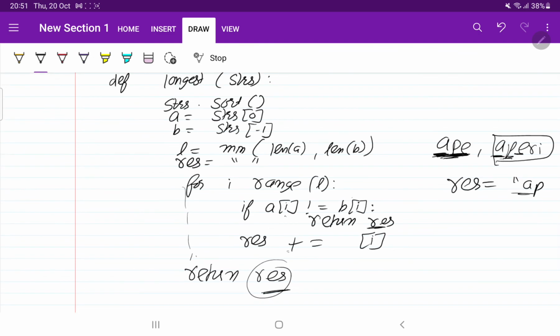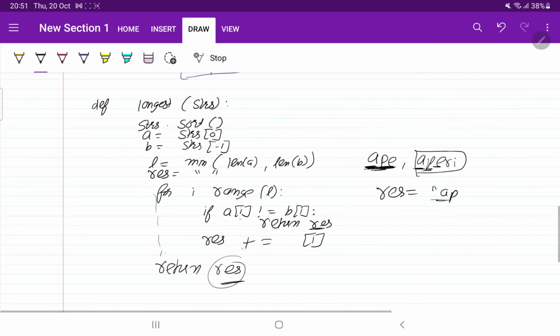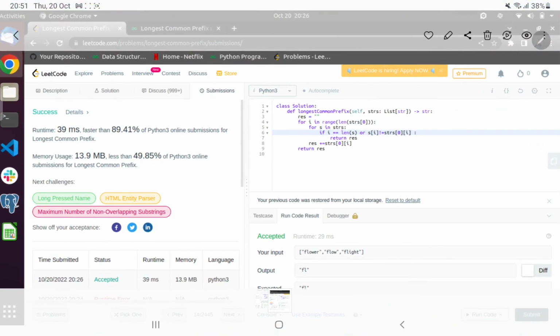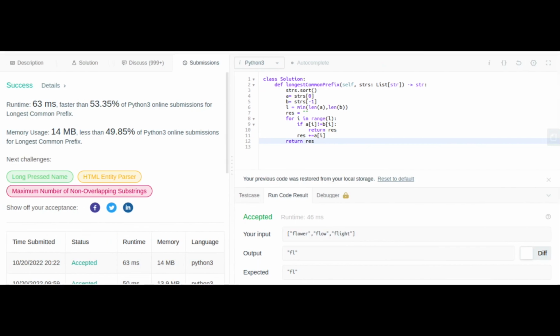So this is the optimized approach where you do sorting, and then for the first and last element you do the comparison. You can see the code I have written. First of all sort, then A is the first element, B is the last element, and L is the minimum of both lengths. Then we start the for loop and write the result. You can see that this code is working.